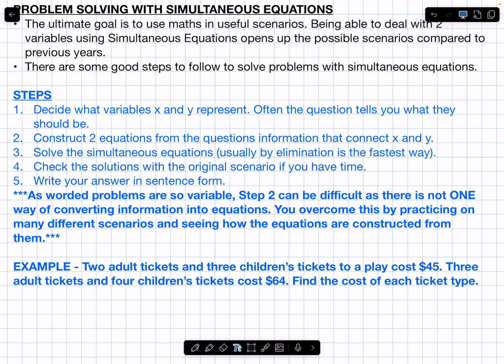So example: 2 adult tickets and 3 children's tickets cost $45. 3 adult tickets and 4 children's tickets cost $64. Find the cost of each ticket type.